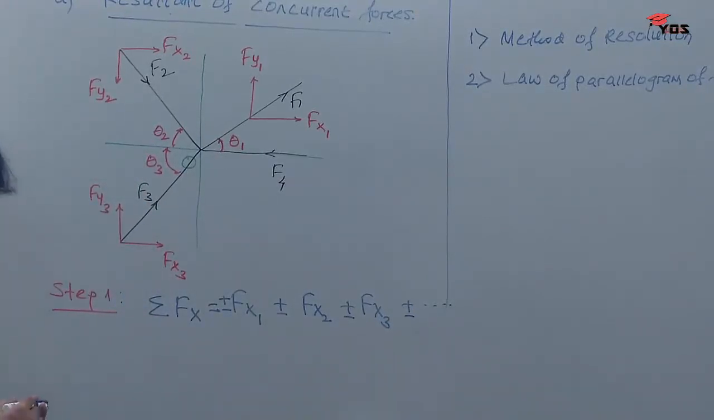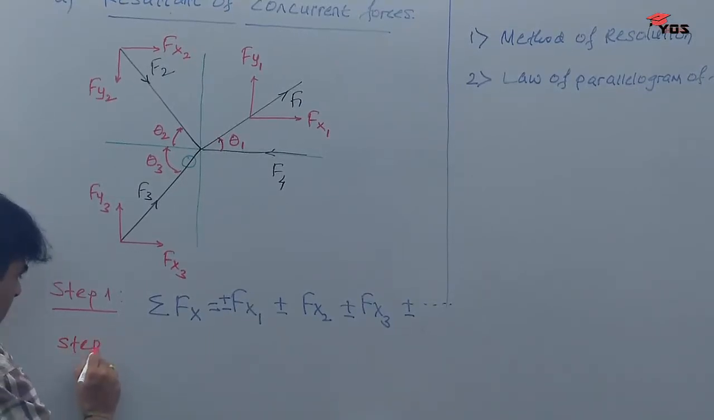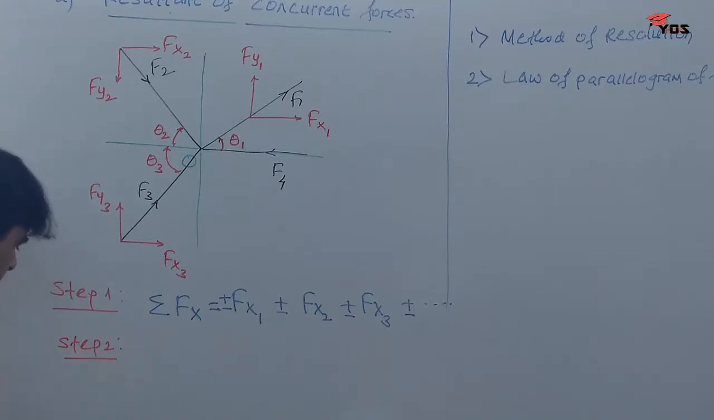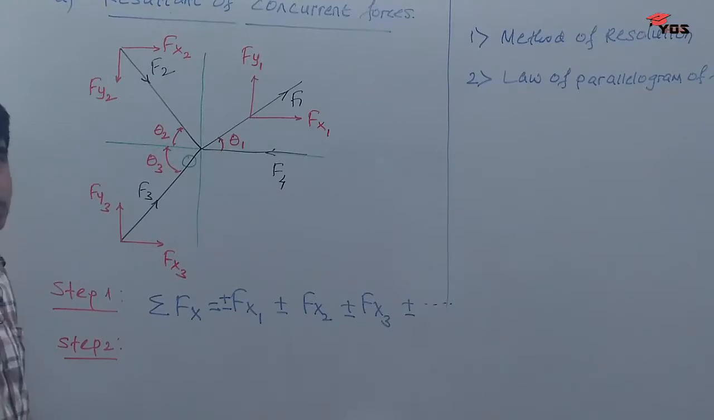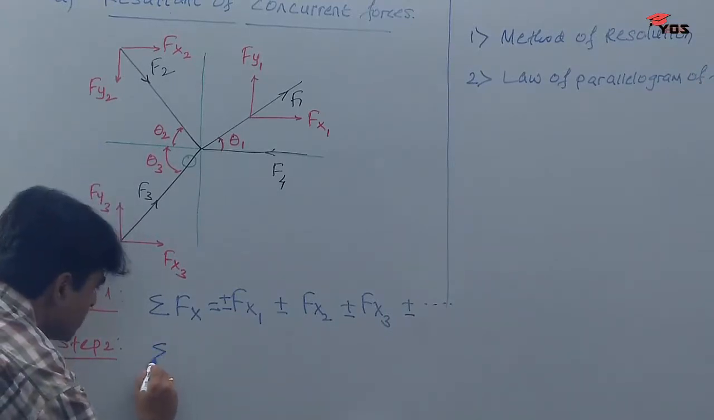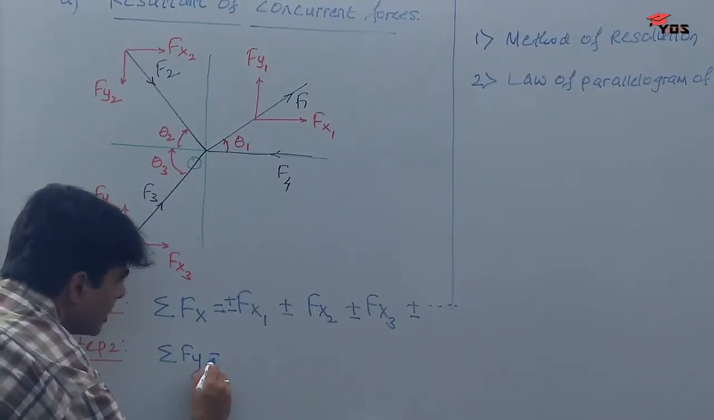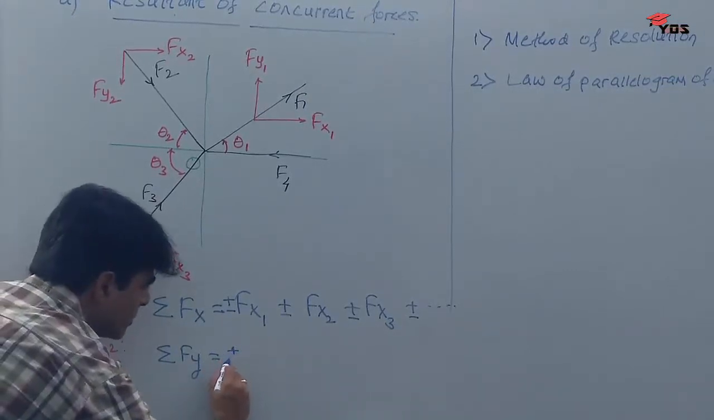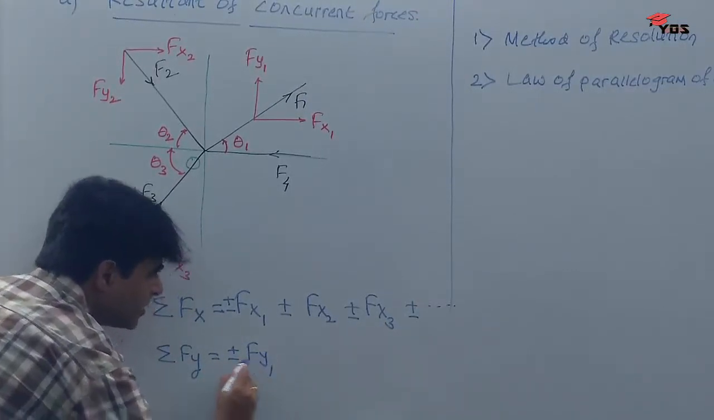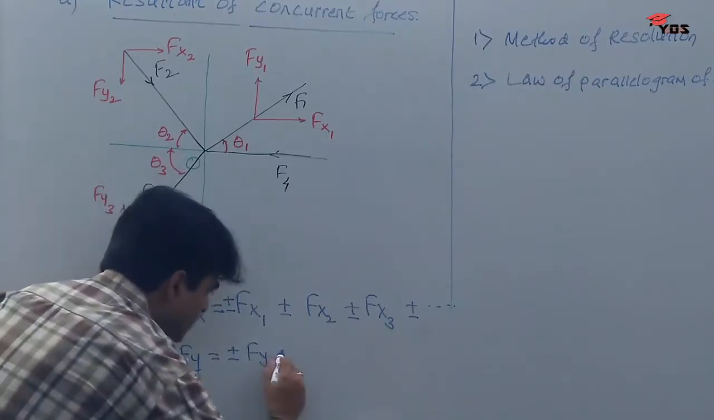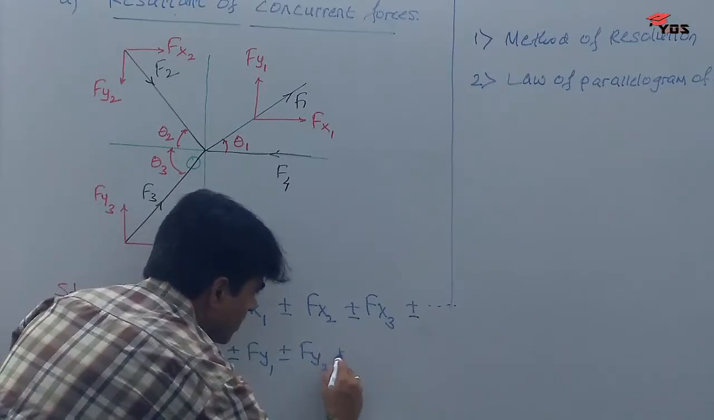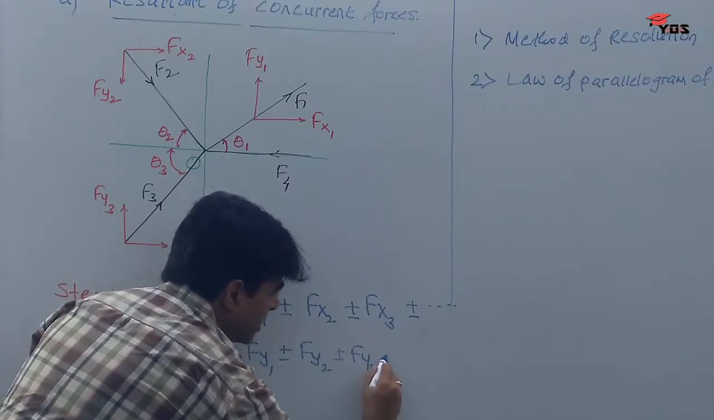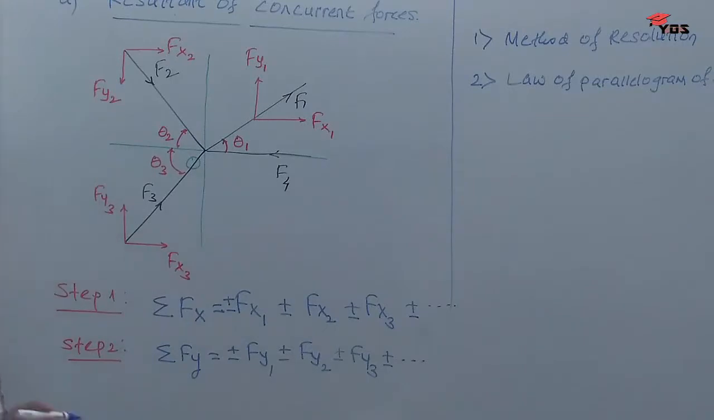Whereas the second step is resolution of all the forces. Step 2, you are going to resolve all the forces along y direction, that is already shown here, and take sum of all those forces, that is summation of Fy. So it is y component of first force Fy1 with plus or minus, for the second force it is Fy2, third Fy3, and so on. That depends on number of forces.